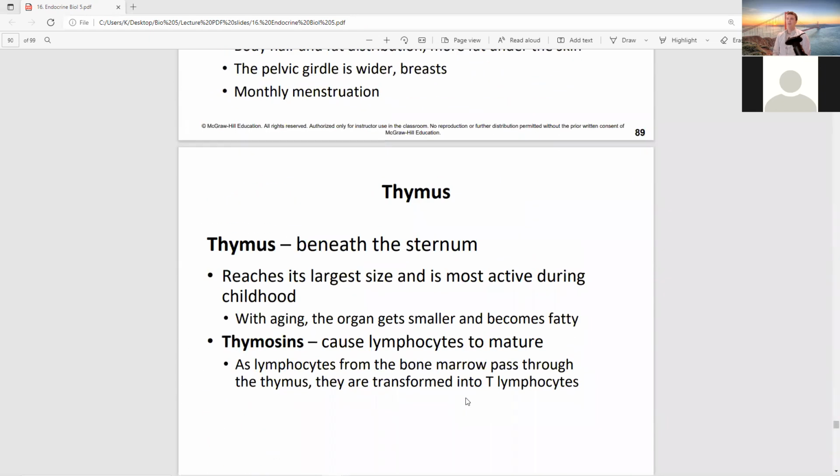The thymus is beneath the sternum, reaches its largest size and is most active during childhood. With aging, the organ gets smaller and becomes fatty. Thymosins cause lymphocytes to mature. As lymphocytes from the bone marrow pass through the thymus, they are transformed into T lymphocytes.